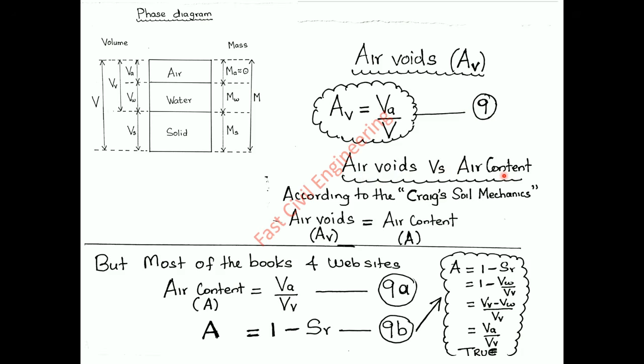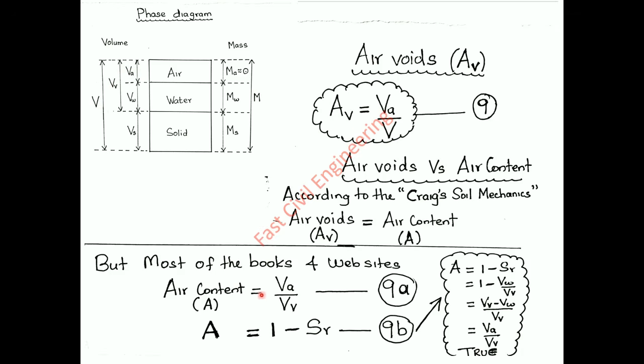Air voids versus air content. There are two terminologies: air voids and air content. According to the Greek soil mechanics book, air voids is equal to air content. But most of the textbooks and websites define air content as volume of air over volume of voids. That means air voids is equal to volume of air over total volume, and air content is equal to volume of air over volume of voids.